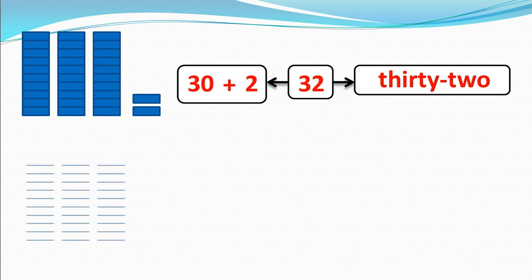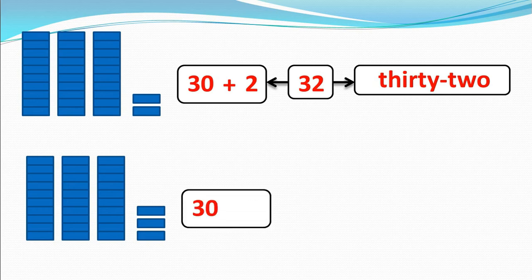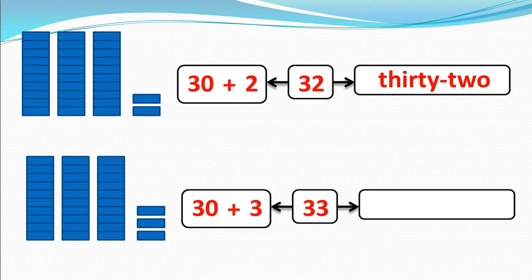Now there are 3 stacks of 10 and 3 ones. 3 stacks of 10 makes 30 and there are 3 ones, so here we will write 3. Now add them. 30 plus 3 equals 33. Now the number name 33.